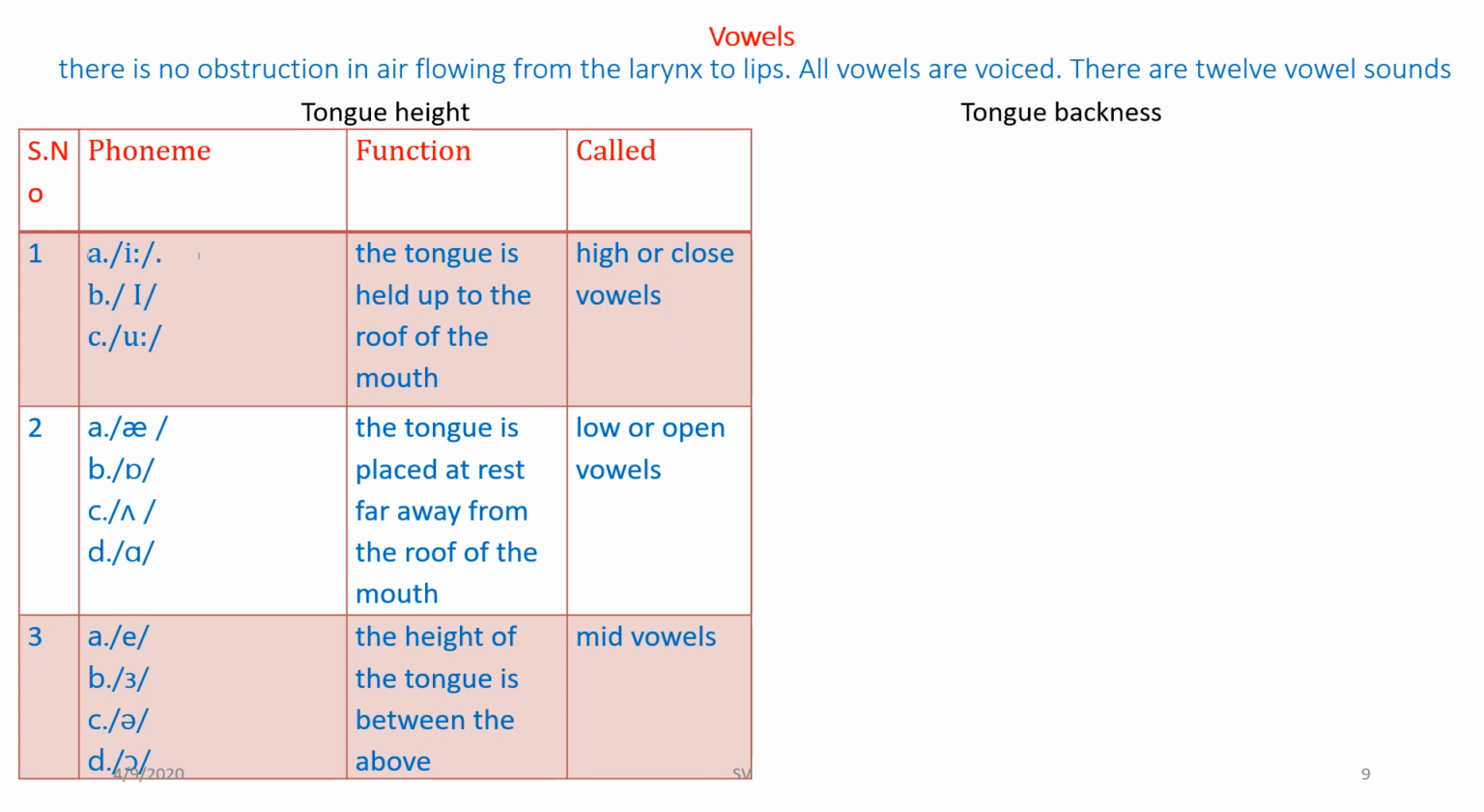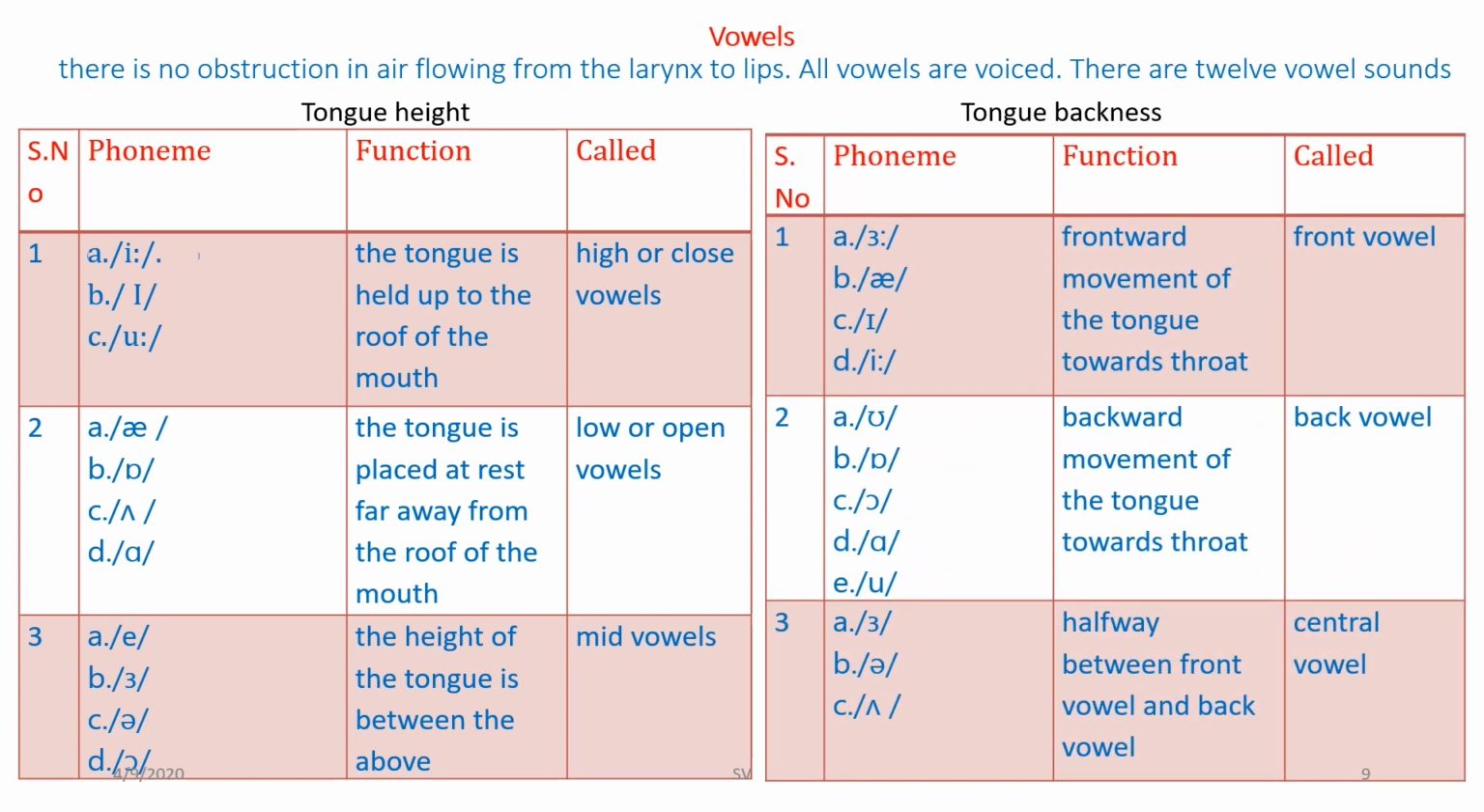Now we have the tongue backness. What is tongue backness? The position of the tongue while articulating with reference to the back of the mouth is called tongue backness. Examples: number 1, A is pronounced A, B is pronounced A, C is pronounced E, D is pronounced E. The function is frontward movement of the tongue towards the throat. It is called front vowel.